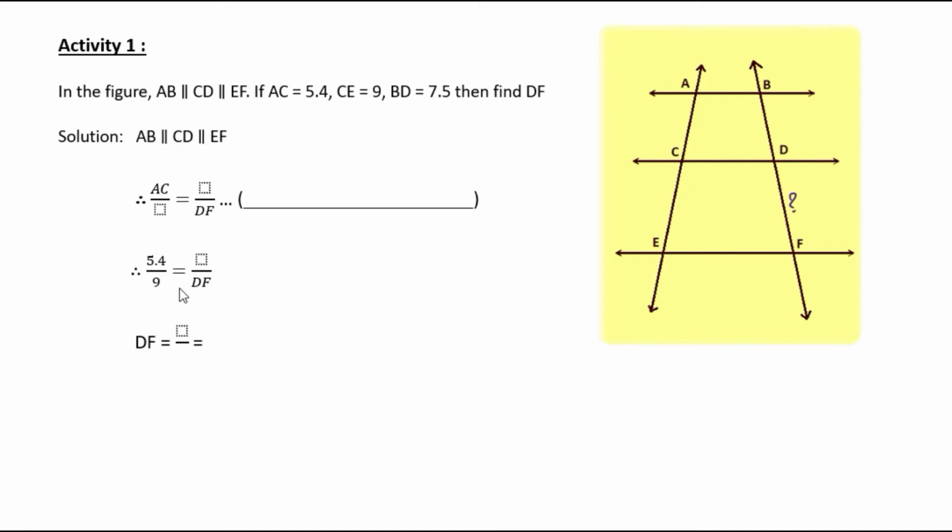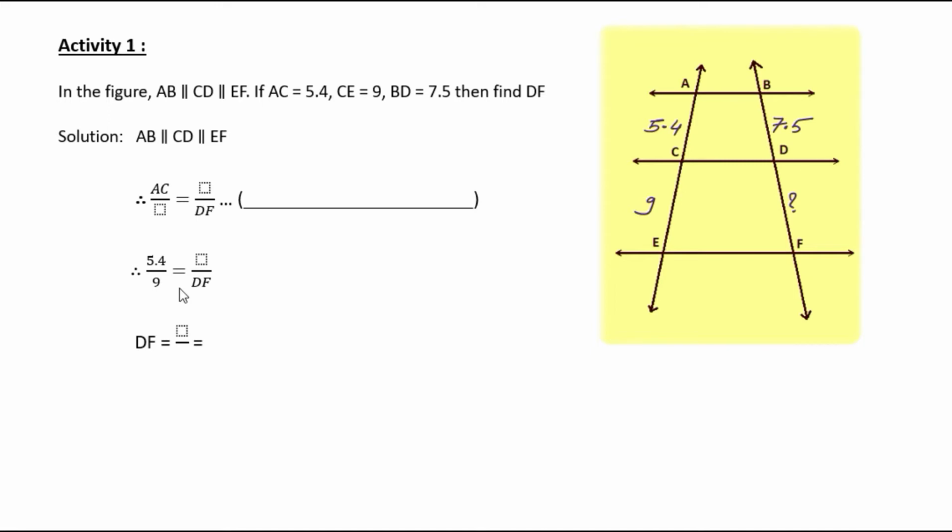In the figure, AB is parallel to CD, parallel to EF. So these three lines are parallel. See this? These three lines are parallel. AC is equal to 5.4. Okay, so let's write here: 5.4 is AC, CE is 9, and BD is 7.5. So what is DF? Okay, find DF. This is the task.